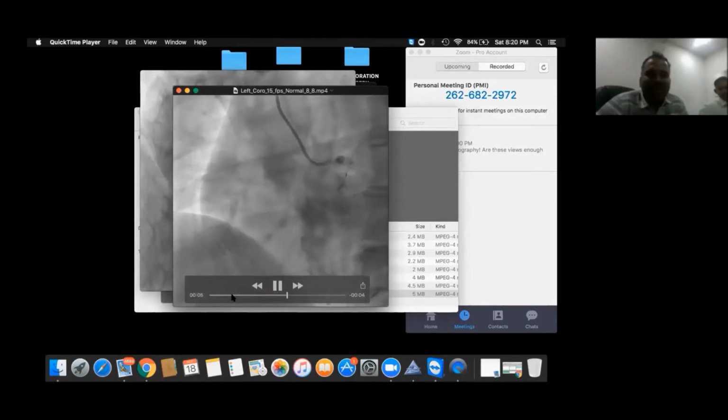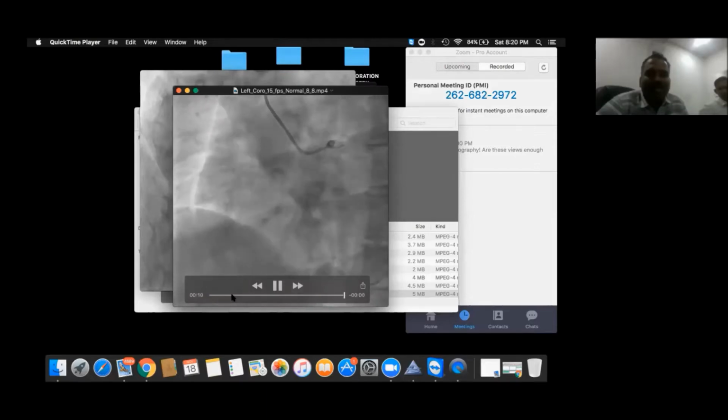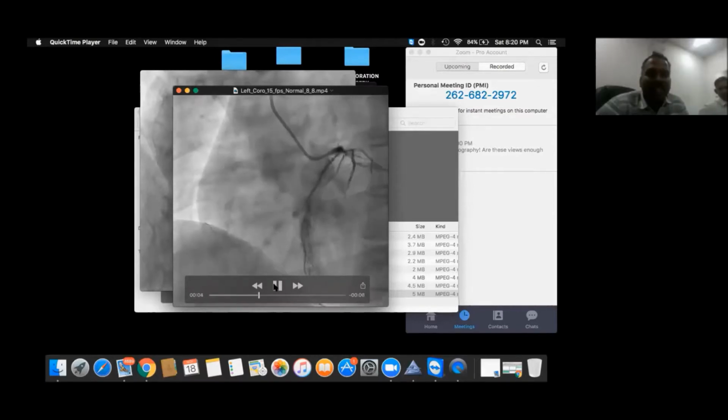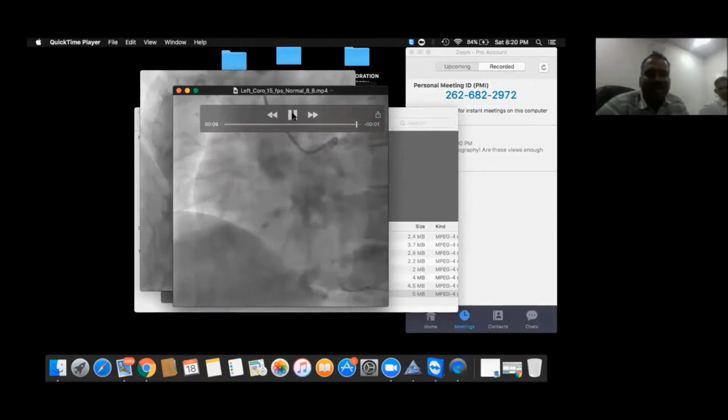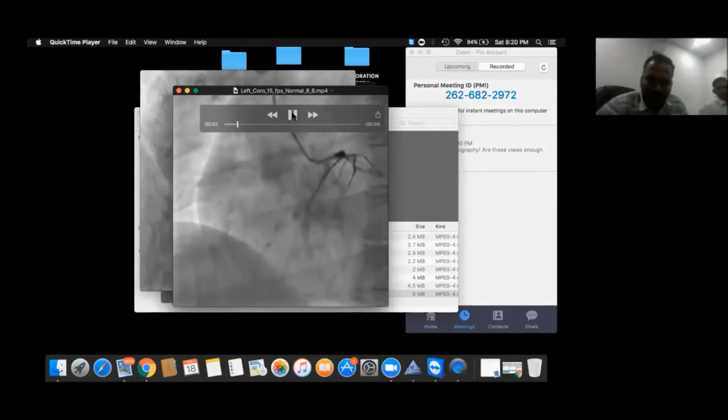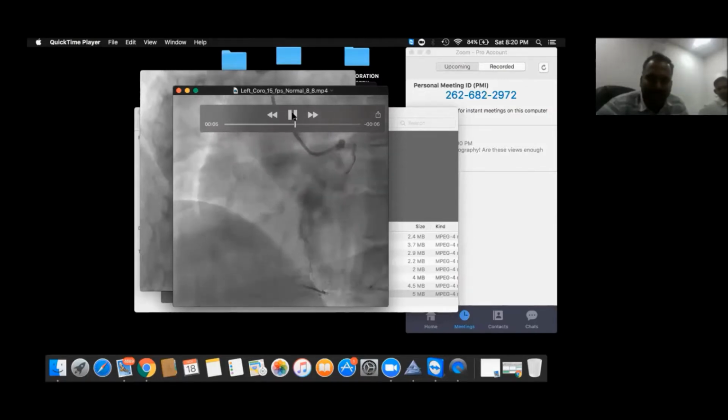If you observe, there are two kinds of collaterals to RCA. One collateral is the acute marginal or RV branch, which is filling the mid RCA, right? And see the other collateral, which is filling the distal RCA. Can you see? Yes, sir.